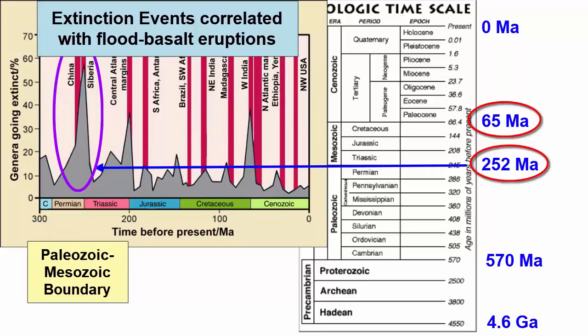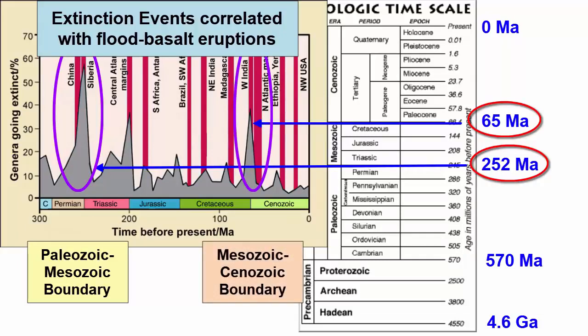The end of the Mesozoic is 65 million years ago, also known as the Cretaceous Tertiary boundary, or KT boundary. It corresponds to another major extinction event, this one involving the extinction of all dinosaur species. The cause of that extinction was likely the eruption of the Deccan Trap's flood basalt province, combined with a large asteroid hit.